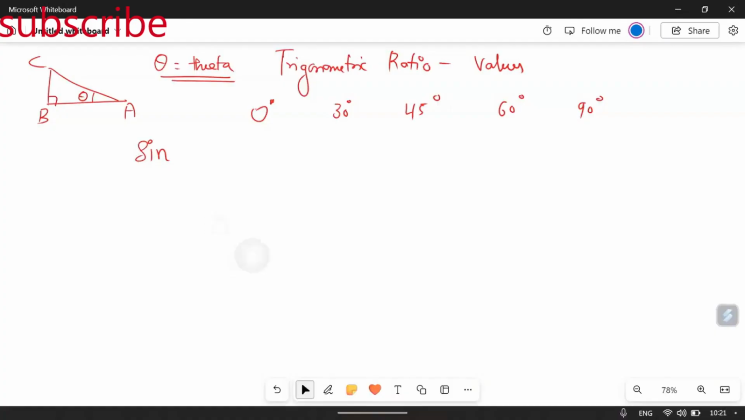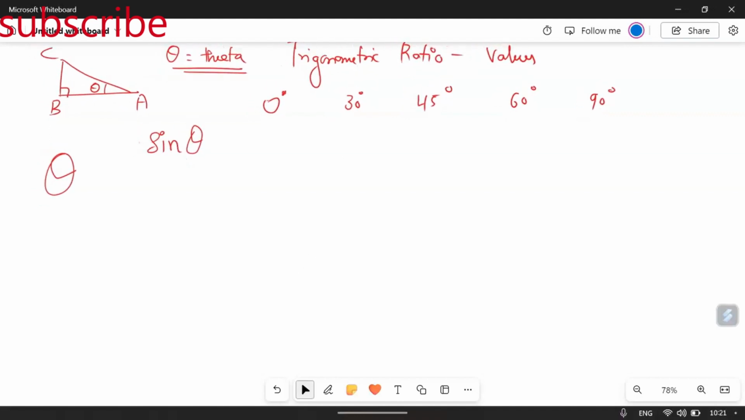Theta, sin theta. So this angle, like we assumed x, we will use theta. So we can draw it like that, theta. So sin 0 degree, for 0 degree its value is 0 from the starting, then it is 1 by 2, then it is 1 by root 2, then it is root 3 by 2, and then it is 1. It is fixed.